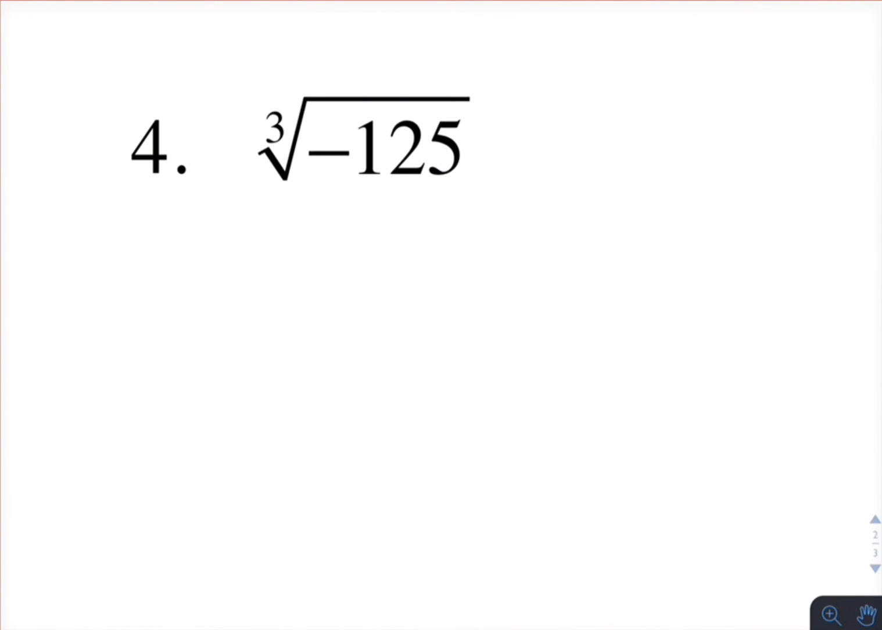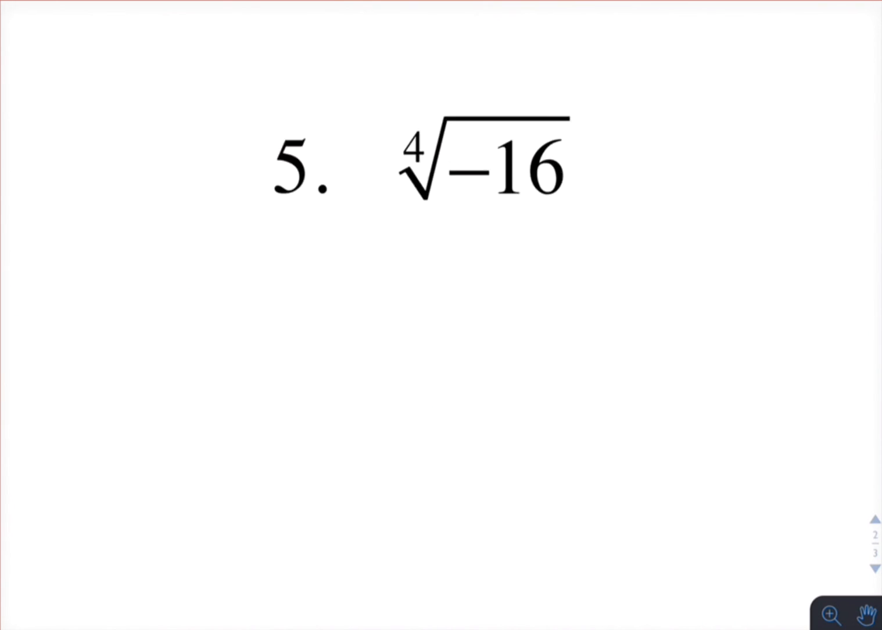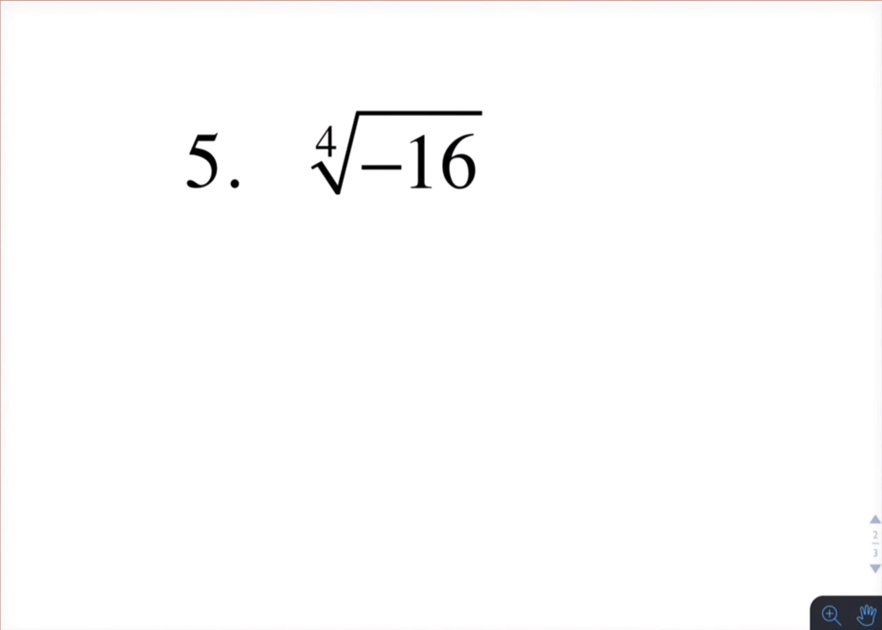Notice here we have a negative inside the root, and because it's actually the cube root, this isn't undefined. This is negative 5, because negative 5 raised to the third power will give us negative 125. The fourth root of negative 16 is undefined, because there is no way that we're going to multiply a number by itself 4 times and end up with a negative. So if the index is even, you cannot take that root of a negative number.